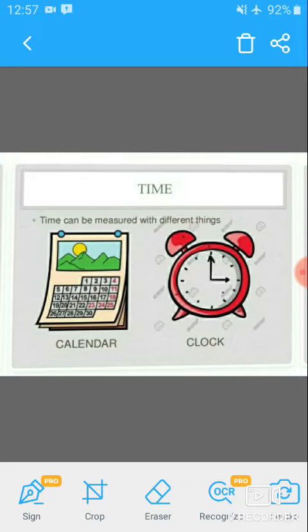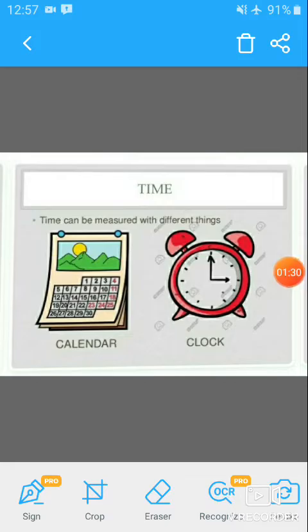So students, let's come to the topic. In this chapter we are going to study about time, changing shadows at the different times or different periods of the day, and also about the calendar. First of all, time can be measured with different things. So let's discuss our first topic.